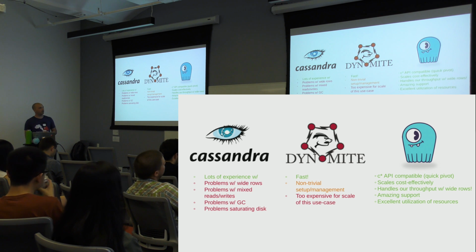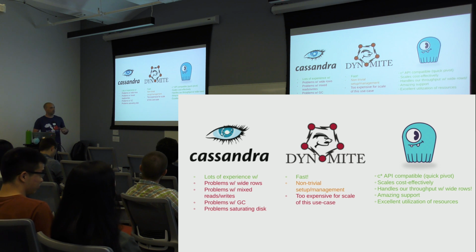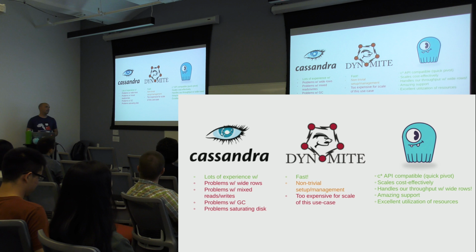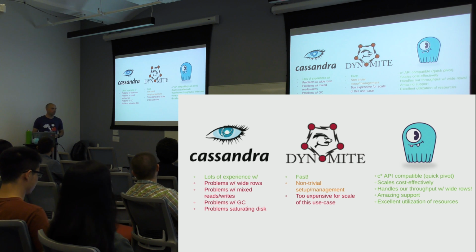Dynomite, what we found, was incredibly fast. It's pretty promising. The Dynomite manager, the sidecar that comes with it, needed some tweaking for our use cases, but ultimately it was just way too expensive. And then Scylla, the Cassandra compatible API was a huge selling point, enabling us to pivot to it. It handled our throughput requirements with wide rows.